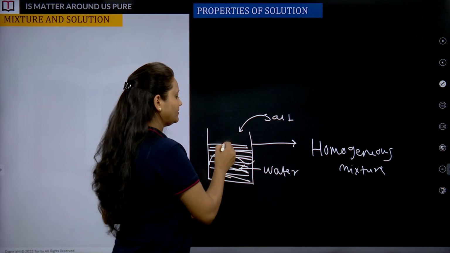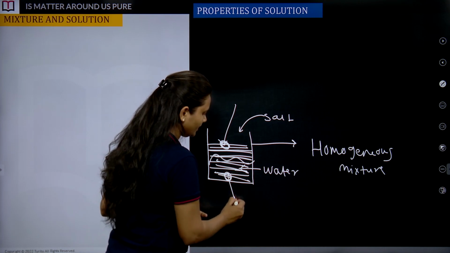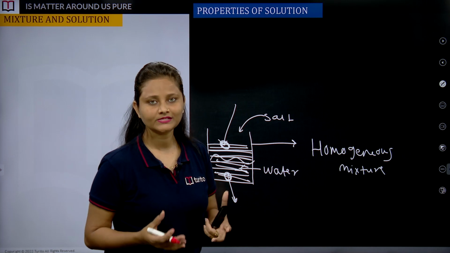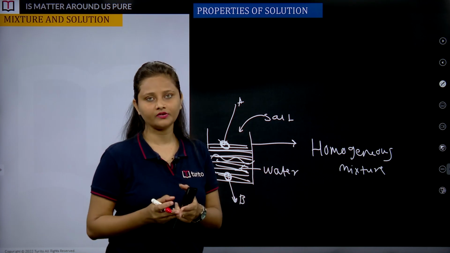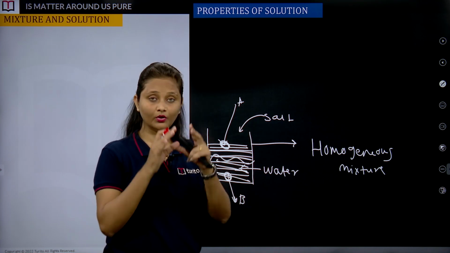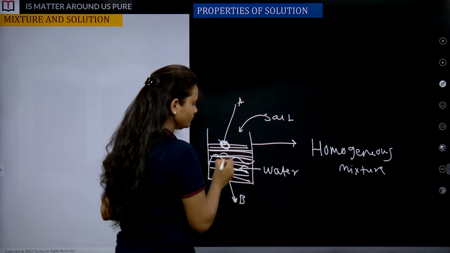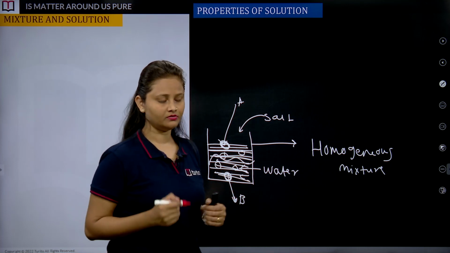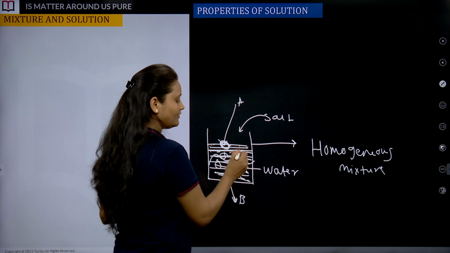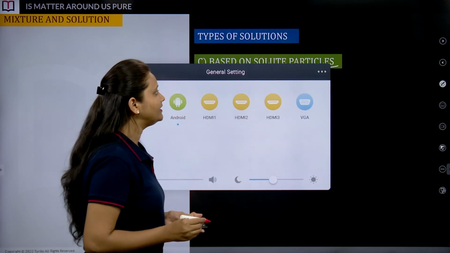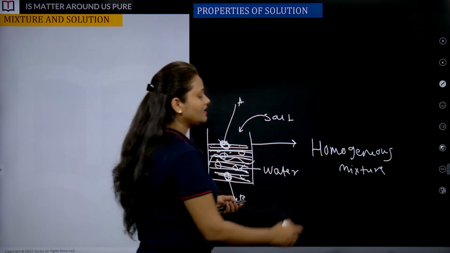Suppose I am taking solution from the top, A, and solution from the bottom, B, and it's a salt solution. If we have taken two samples from the same solution, what will be the taste? The salt is going to spread uniformly. That's why the taste is salty, no matter from where you take the solution out of the container, correct? So the salt particles and water molecules are uniformly spread.